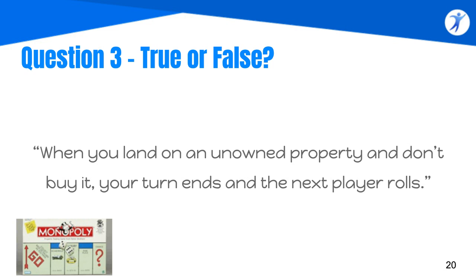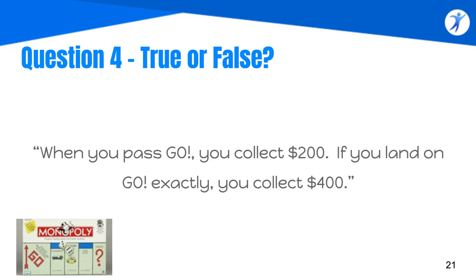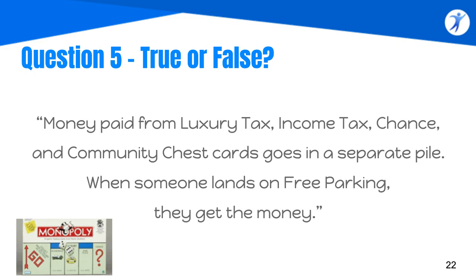Okay, so you've got 3 answers now. Question number 4. When you pass go, you collect $200. If you land on go by exact count, you collect double, $400. True or false? And then question number 5, money that gets paid from luxury tax, income tax, chance, and community chest cards goes into a separate pile. And when someone lands on free parking, they get the money. True or false? All right.